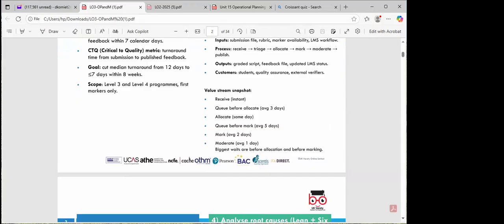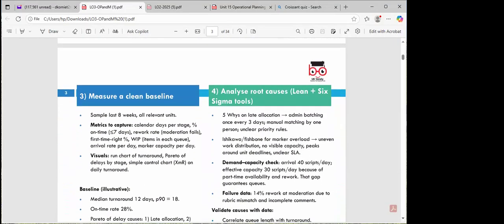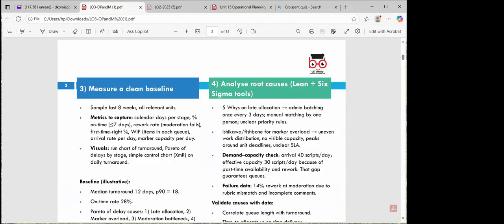Then you have the value stream snapshot. You receive an instant information. You queue them to allocate them in 3 days, maybe on the same day or same queue before marking. So you receive that assignment, you queue them to allocate them, you allocate to someone to mark. Okay, you mark it, you check, you moderate, and then you wait for allocation before marking again. So these are the things we're talking about today. Okay. So have you seen the Six Sigma tools?